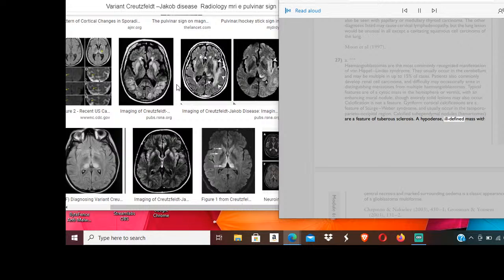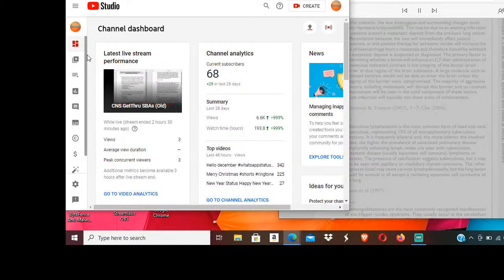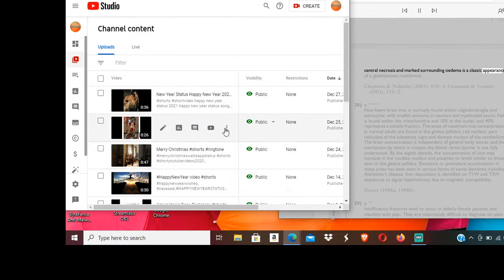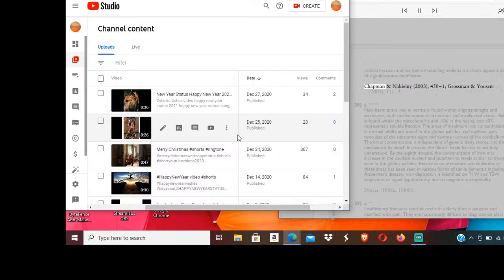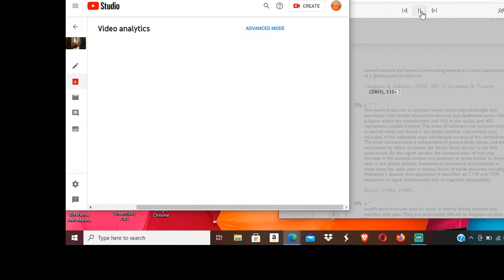A hypodense, ill-defined mass with. Module 6, Central Nervous System and Head and Neck, answers. 331. Central necrosis and marked surrounding edema is a classic appearance of a glioblastoma multiforme. Chapman and Nakielny, 2003, 451, Grossman and Yousem, 2003, 131-2.